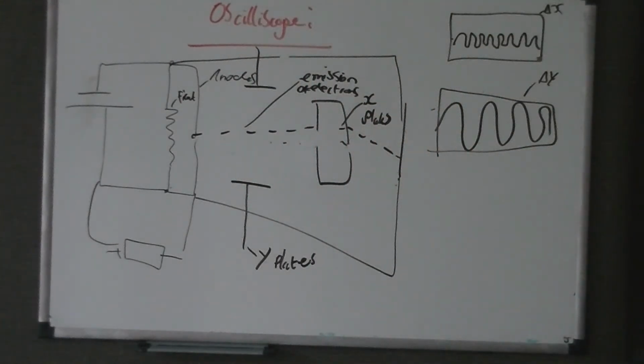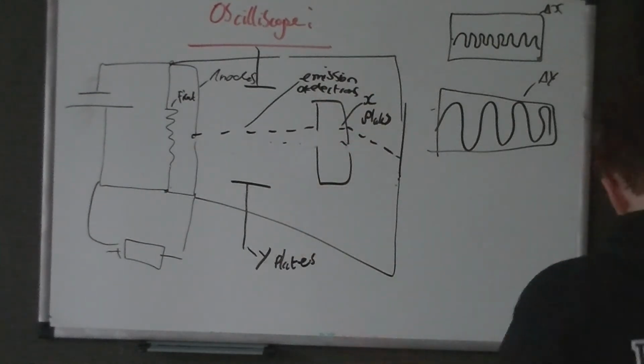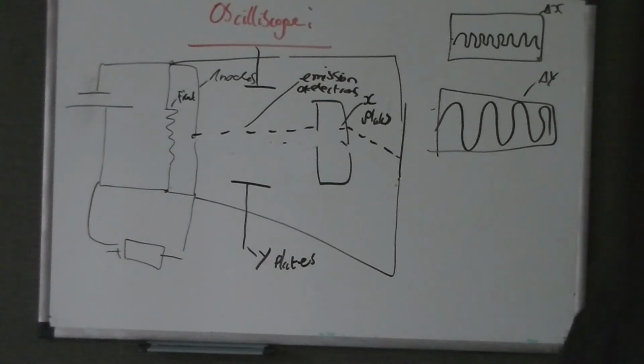Let me see if there's anything else we need to put, anything more on the oscilloscope. So the PD displayed is the PD of the Y plates. I'm just looking for extra facts I've missed out.